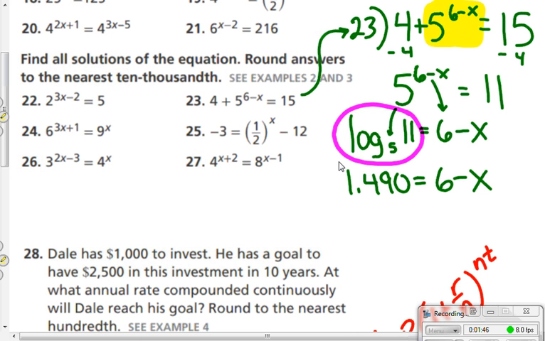Now, if I'm solving for x, I would probably add the x over to the left and then subtract the 1.49 over to the right. If you wanted to subtract 1.49 and then do it that way, you could, but I'd rather have my x come over to the left and become positive, and then on the right, do 6 minus 1.49 to get x. So is that 4.51? 4.51 should be the answer.